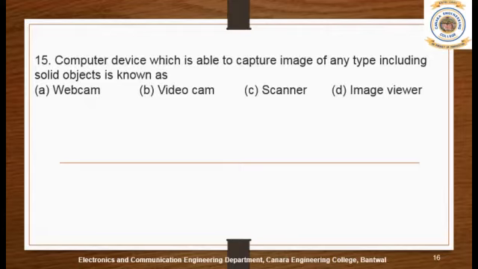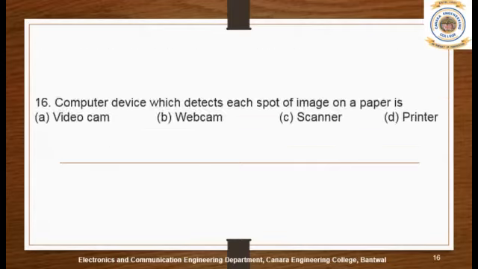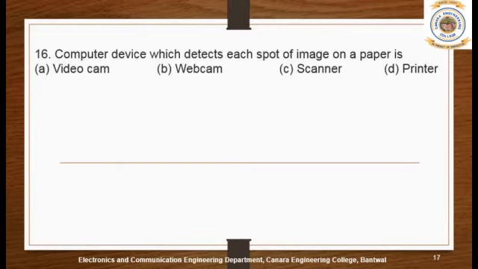A computer device which is capable of capturing an image of any type, including solid objects, is nothing but a webcam. That is a device which can capture any image, and also some objects. Then a computer device which detects each spot of an image on a paper is nothing but a scanner.